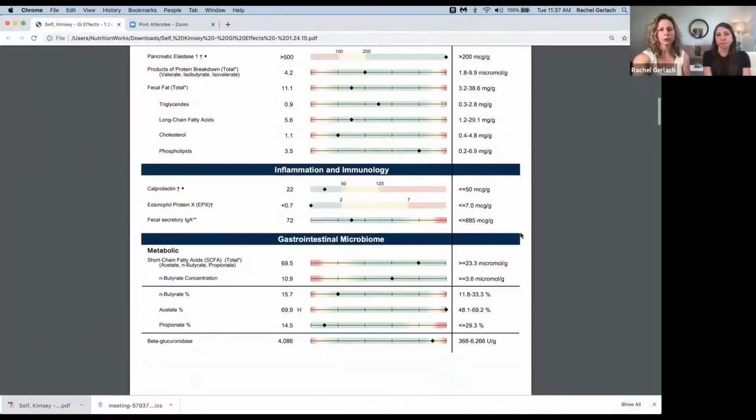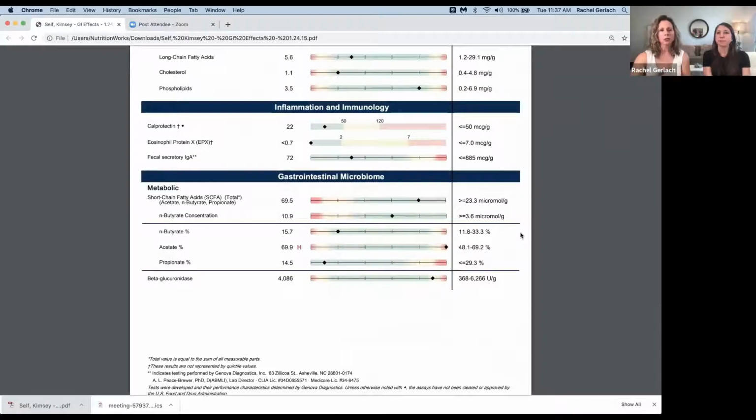Okay, so let's look at the inflammation and immunology of this client. There are 3 different markers, as you see here. They're listed in descending order of most severe down to least severe, most specific down to least specific.